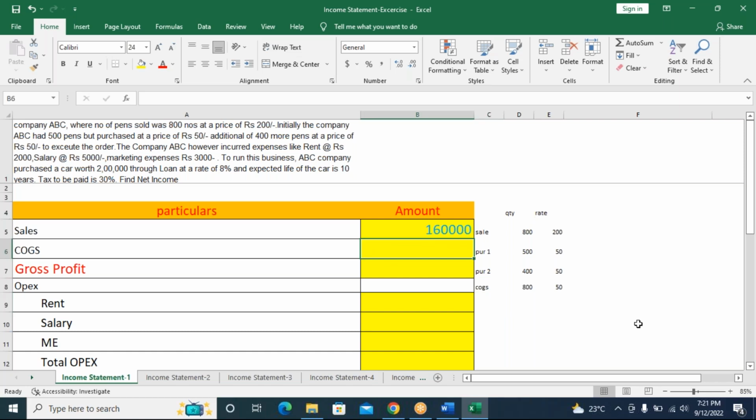So I need to calculate my COGS. That is equal to 800 into the purchase rate, the cost price, 50 rupees. So my COGS is 40,000. Now I need to calculate my gross profit, which is sales minus COGS. Now I have to calculate the OPEX, that is the operating expenses that have happened. So how much rent have I paid?